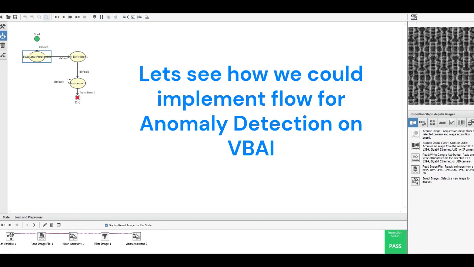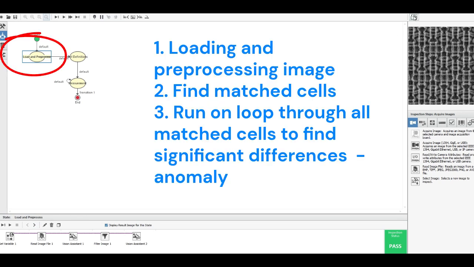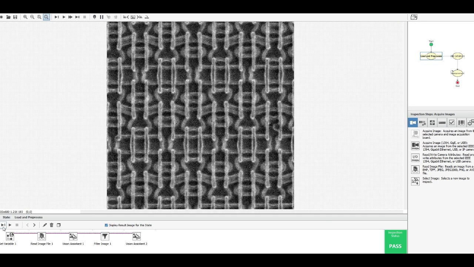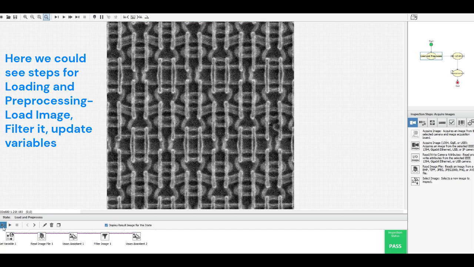Let's see how we could implement flow for anomaly detection on VBAI. 1. Loading and pre-processing image. 2. Find match cells. 3. Run a loop through all match cells to find significant differences. Anomaly. Here we could see steps for loading and pre-processing.